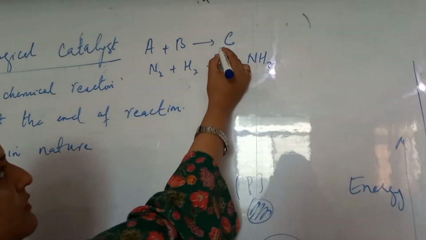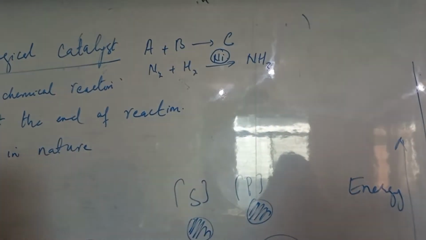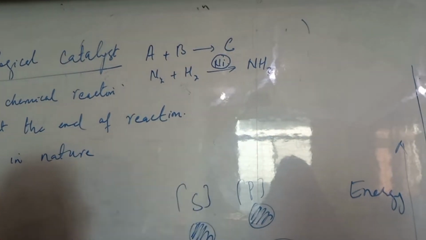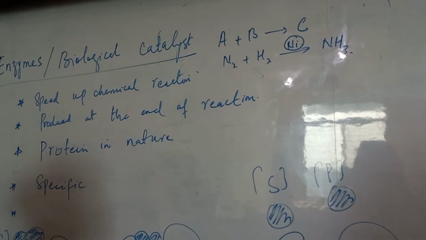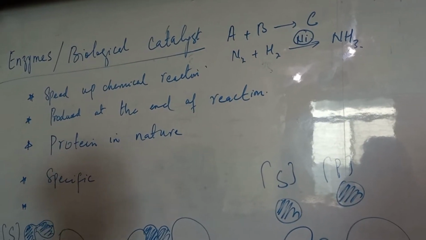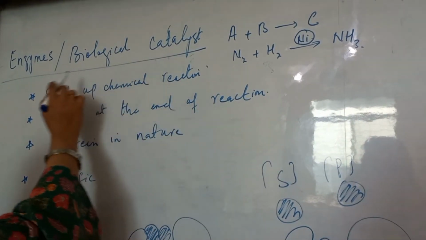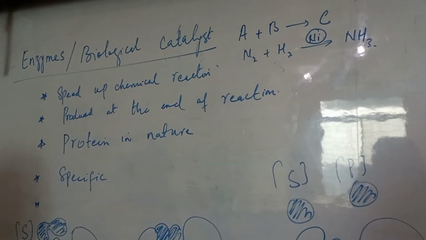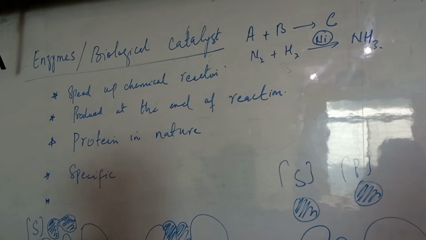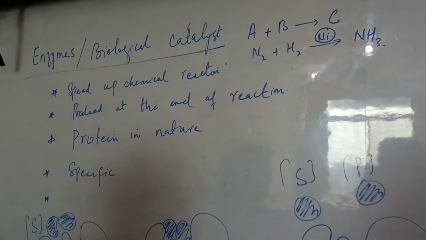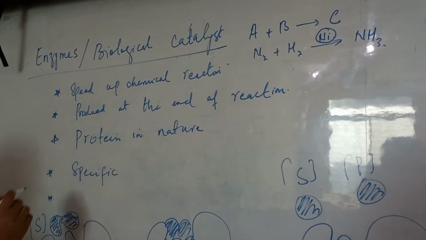So it is also a metal catalyst. In the case of a chemical reaction that is occurring in a living body, for example the metabolic reactions, the catalyst is termed as enzyme. So the reaction that is occurring within a living body or living cell, its reaction is speeded up by the addition of the enzyme. So what are the characteristics of enzyme?